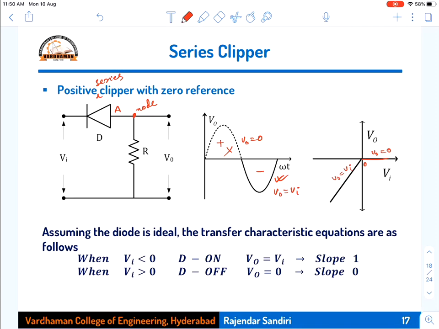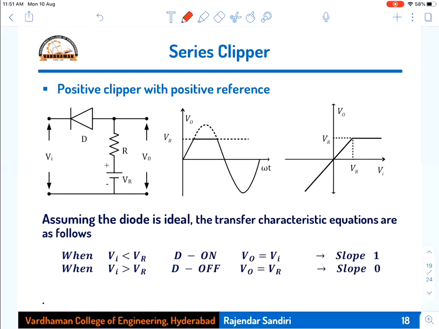Okay, the reference value is 0. Therefore, it is now going up to the origin level. The straight line still passes through the origin. I assume that the diodes are ideal. Then V0 is equal to Vi for Vi less than 0, slope 1. For Vi greater than 0, the diode is off, V0 is equal to 0, and the slope is 0. So these are all the characteristic equations, transfer characteristic plot, input output waveforms, name of the circuit, and the circuit diagram. Here also you can visualize.